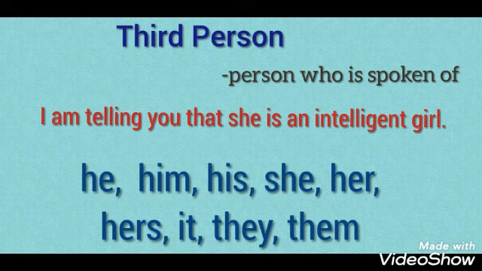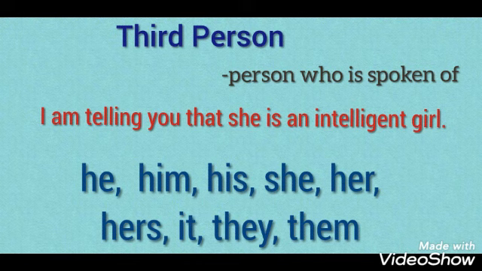I am telling you. You is also a personal pronoun, isn't it? And you is the person who is spoken to. I is speaking to you. So you is the person who is listening, in second person. Here she is in third person because she is the person being talked about. I is talking to you about she. So she is in third person.